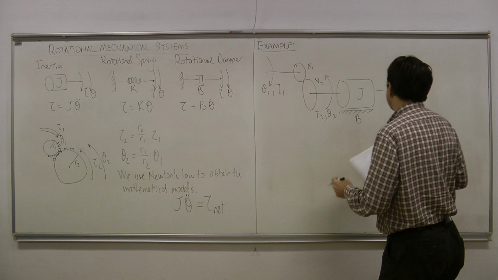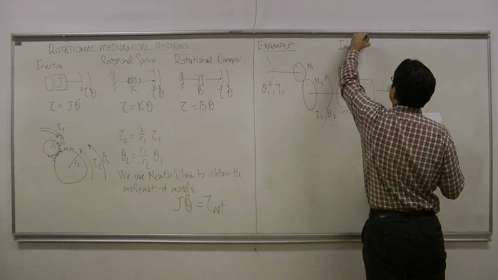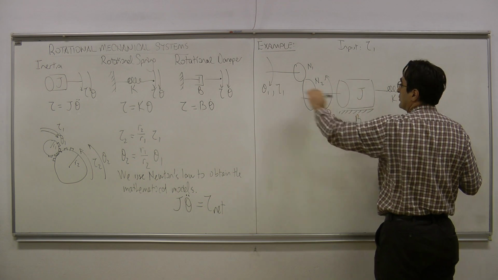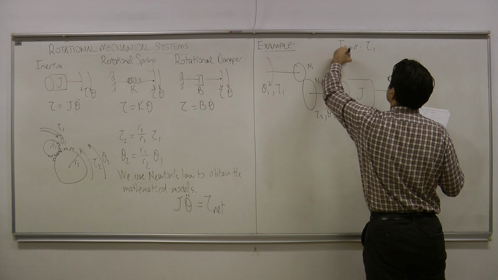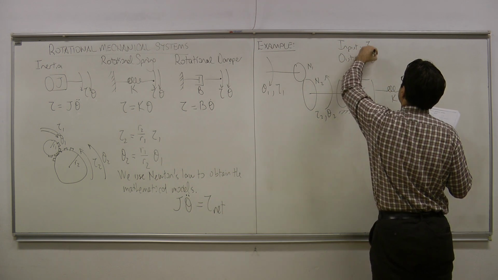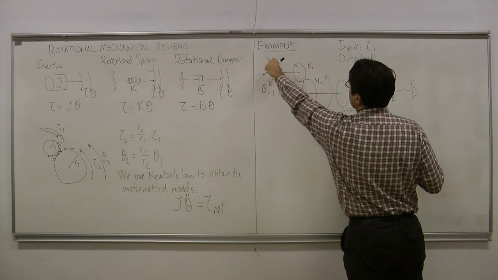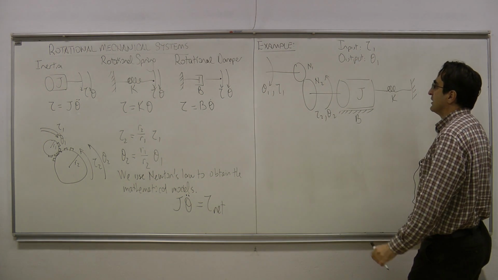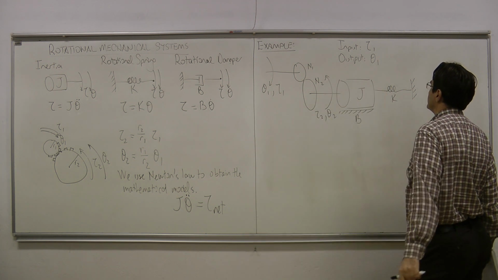Okay? And here, of course, I need to define what the input is. Input is tau 1. So the torque I apply on this side is the input, and the output is theta 1. The displacement that I get, I apply a torque and I look at the displacement that I get from the gear, and that is going to be the output, theta 1.